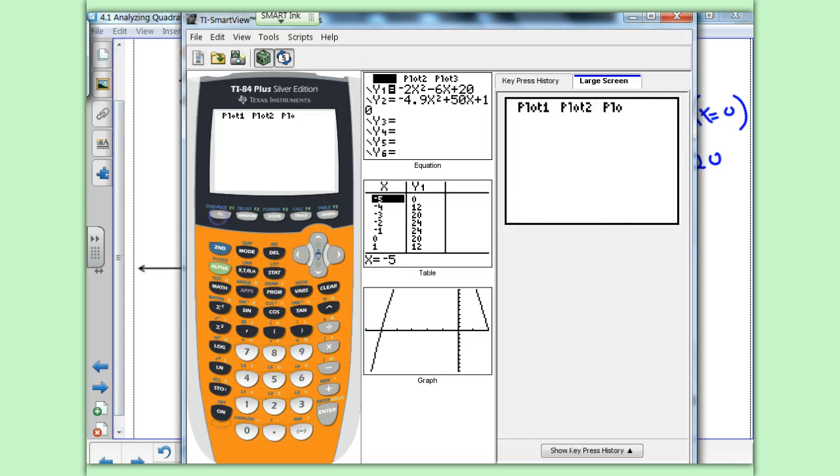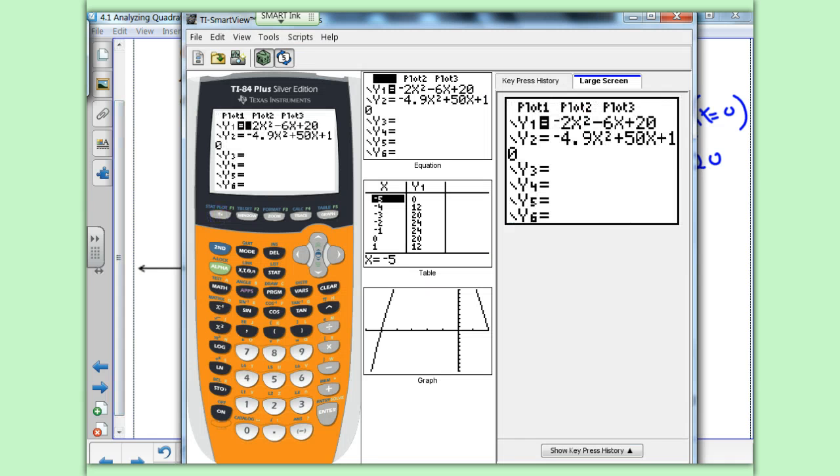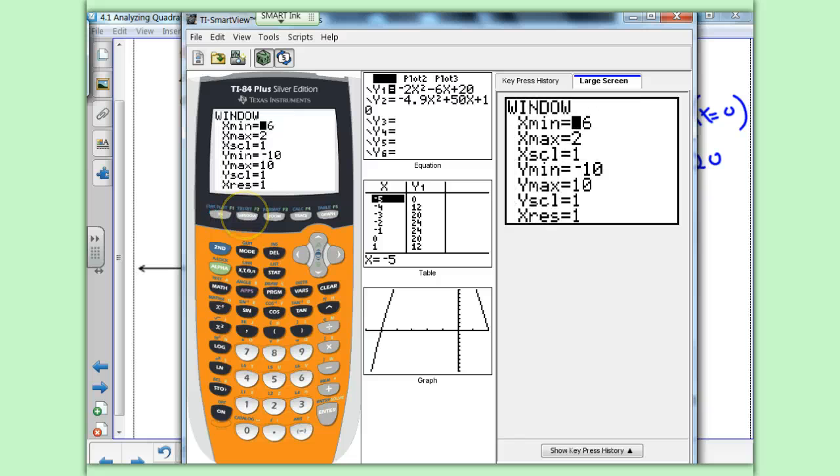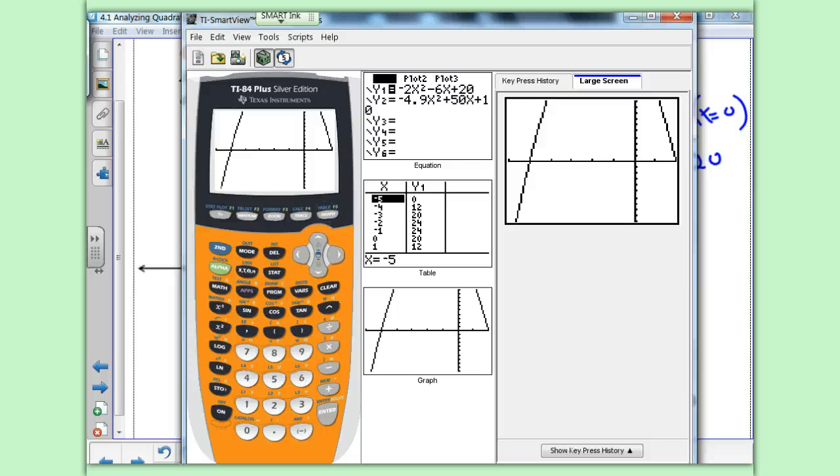So if I type in y equals minus 2x squared minus 6x plus 20, and whatever window we're in, we graph it. In this one they wanted to graph it somewhere between minus 6 and 2, so I'll set my window from minus 6 to 2. If you set it from minus 6 to 2 and your y min and y max, as you can see, is minus 10 to 10, when you graph it, you're not going to see it all. And that's kind of disappointing because we want to see that value of 20.